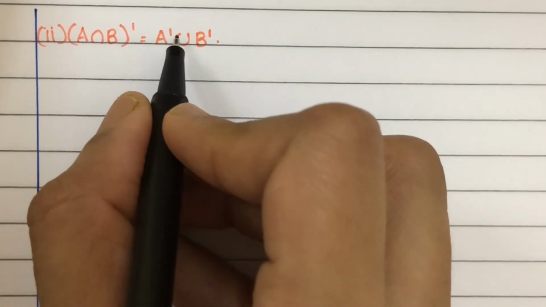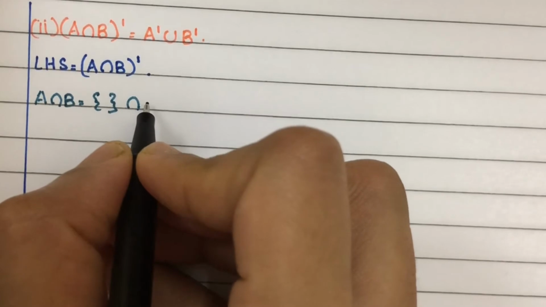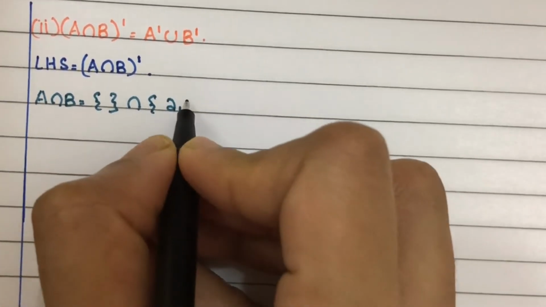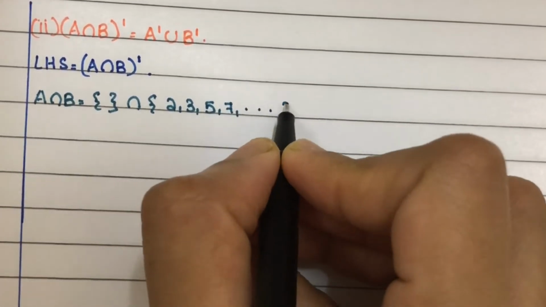Now consider the second law. Second law is A intersection B whole complement equal to A complement union B complement. First consider LHS. Here LHS is equal to A intersection B whole complement. Okay. First we can find out the value of A intersection B. A is an empty set, right? So empty set intersection B. B it is given as set of prime numbers, that is 2, 3, 5, 7, etc.